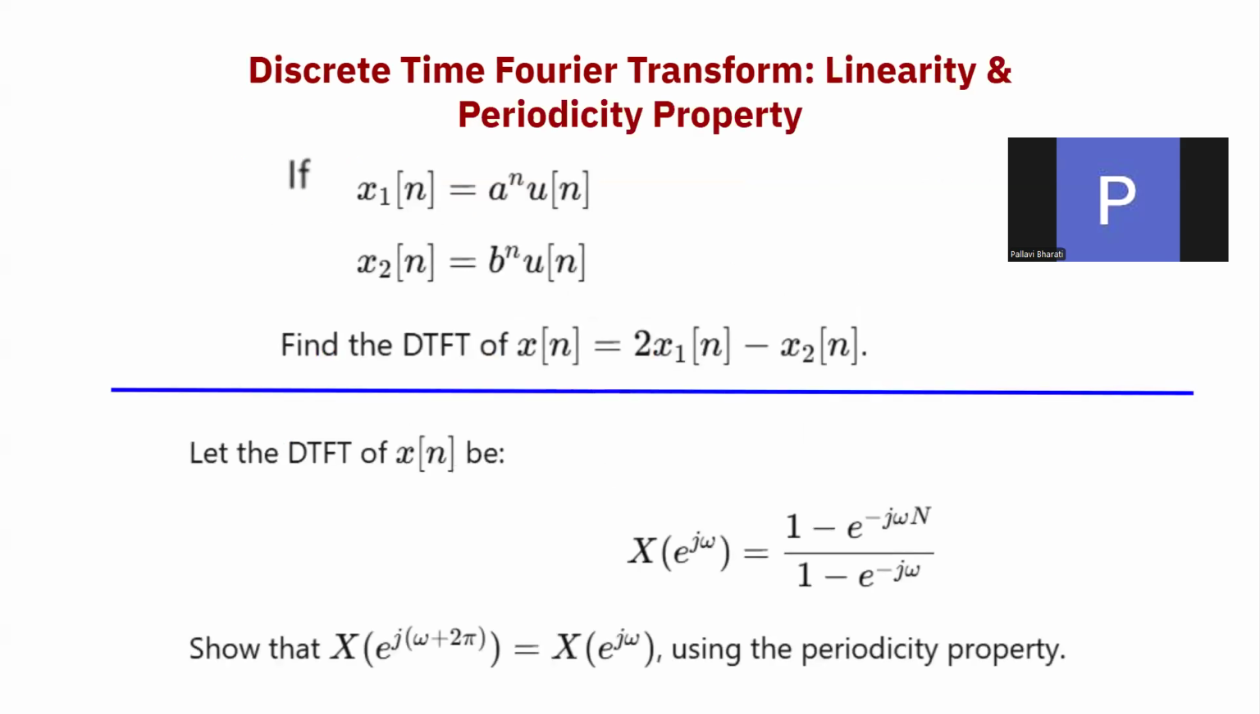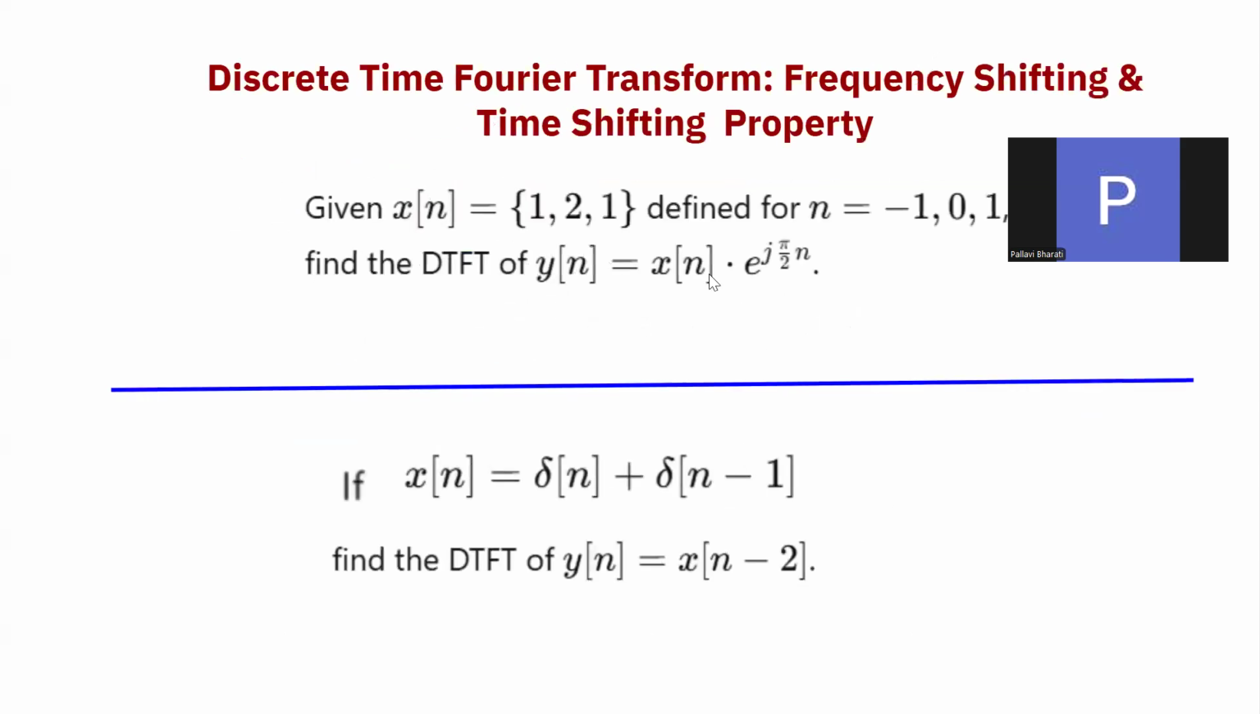We already did the linearity property, which is the same as the property used for the transform of DFT. Then it is the periodicity property. We also did this one. The DTFT of the signal is periodic with the interval of 2 pi. Then the next one was frequency shifting. That means if you are multiplying the signal with an exponent of something, then after you take the DTFT, the signal gets shifted in frequency by the same amount with which it is multiplied. So it will get shifted by pi by 2 over here.